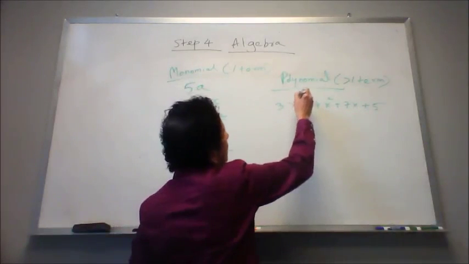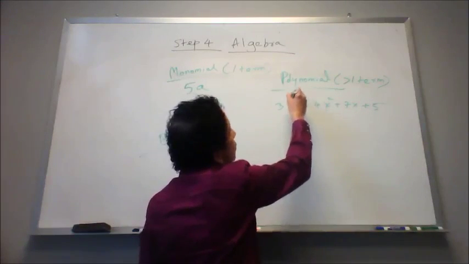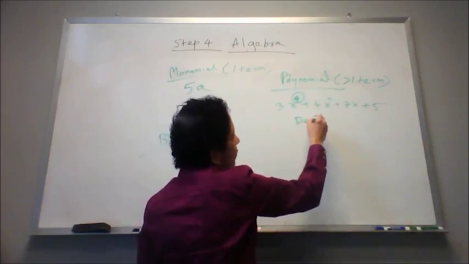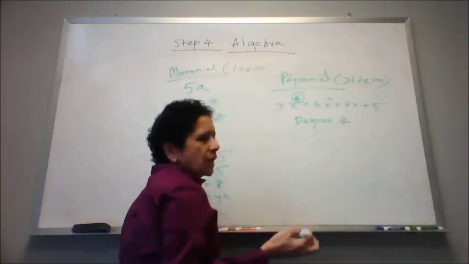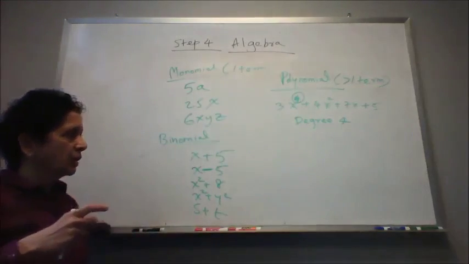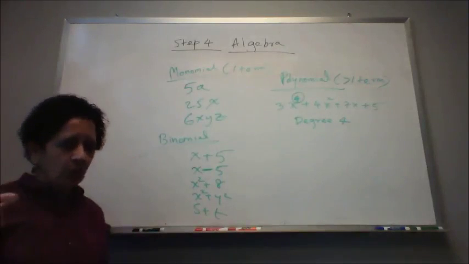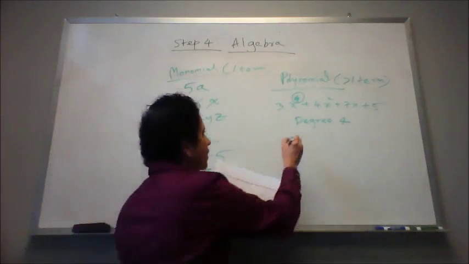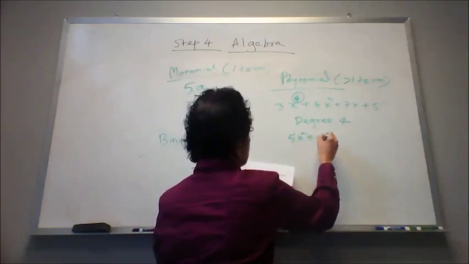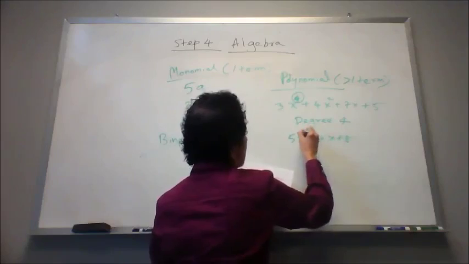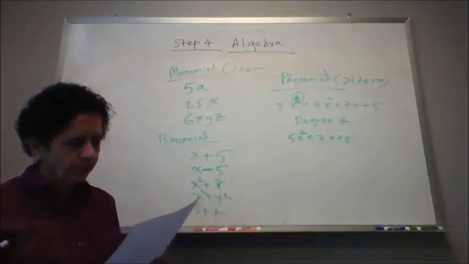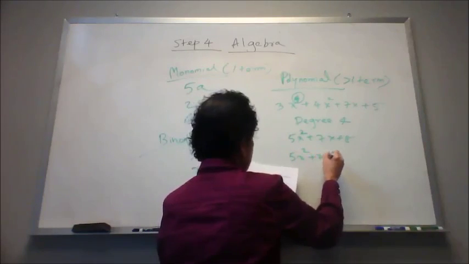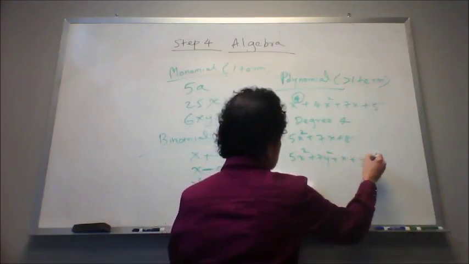And then I have powers, the exponents. So the largest power here is 4. So this is a polynomial, and we say the degree is 4. Whichever term has the largest exponent, here it's 4, that's called the degree. And you can have 5x squared plus 7x plus 8. This is a polynomial because there are 3 terms, and the degree is 2. And then you can have any number of letters. You can have 5x squared plus 7y squared plus x plus y plus 9.